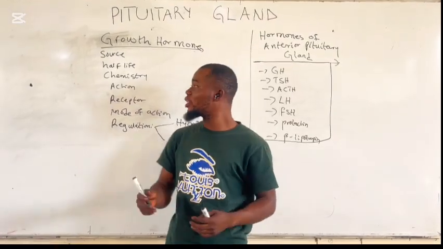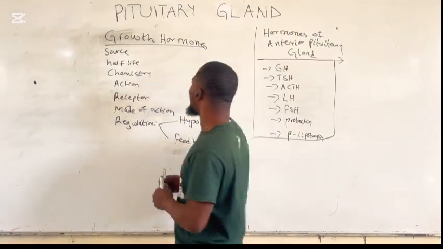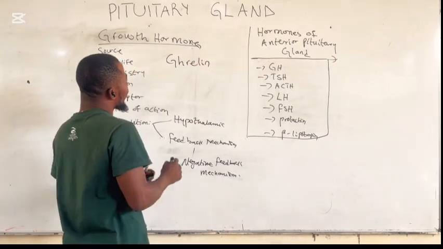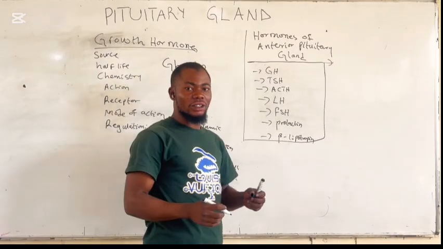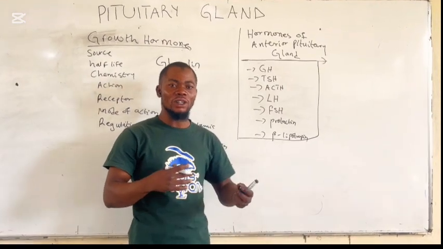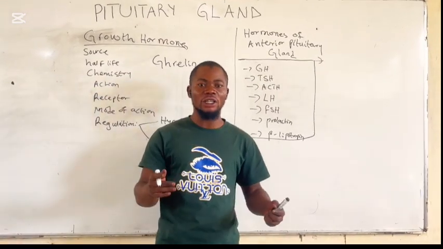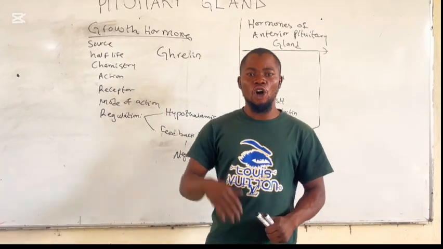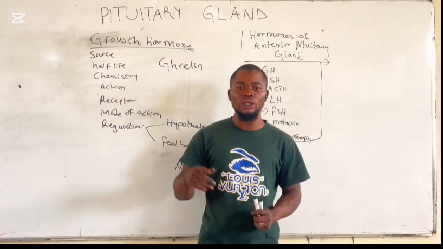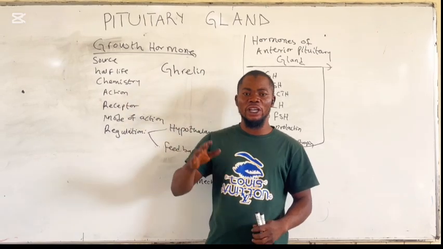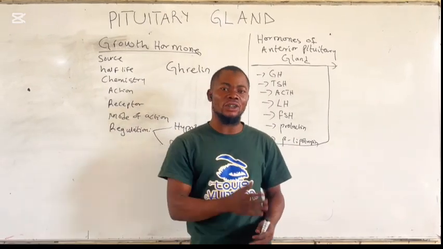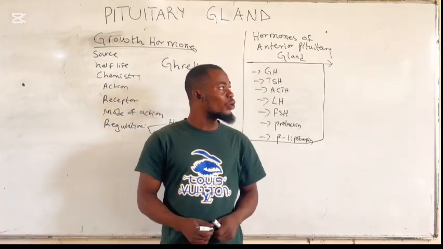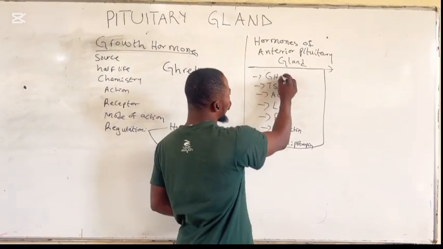Another substance that regulates growth hormone is ghrelin. Ghrelin is a hormone that is released from the fundus of the stomach or some other parts of the body, such as the kidney. It stimulates the release of growth hormone by acting on the hypothalamus to release growth hormone releasing hormone or growth hormone releasing polypeptide, and also acts directly on the somatotropes of the anterior pituitary gland to release growth hormone. So that is growth hormone.